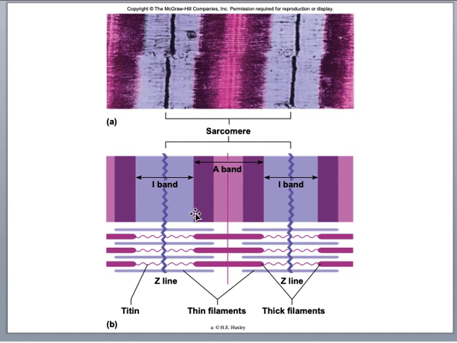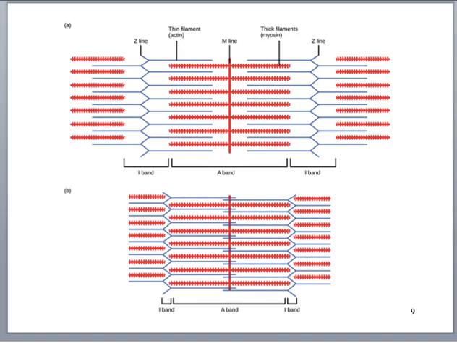Now here, from here to here, this is called the A band. And the A band consists of overlapping, so if you see right here, overlapping thick and thin filaments, okay? So let me look at another. Okay, so here, this is a relaxed sarcomere up here. This is a contracted sarcomere.